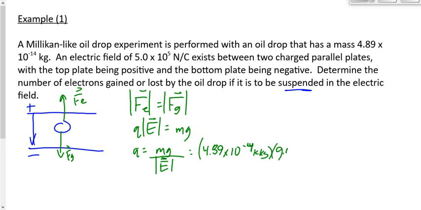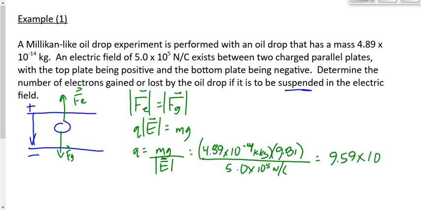Multiply that by 9.81, and divide that by the electric field strength, which is 5.0 times 10 to the 5 newtons per coulomb. We do that, we get a charge here of 9.59 times 10 to the negative 19 coulombs. There's my charge.